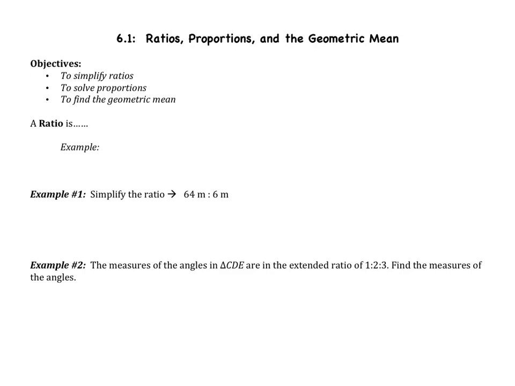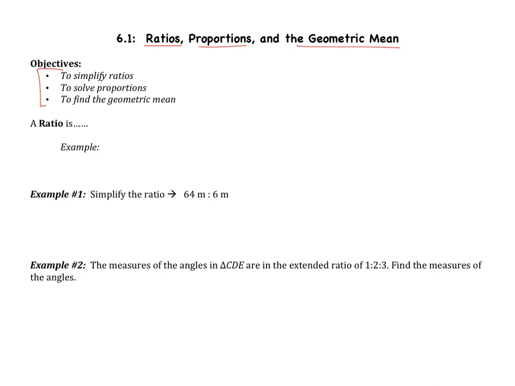Welcome to the first video for Chapter 6, which is Section 1. Chapter 6 is going to be a continuation of triangles. We're going to be learning about more relationships within triangles and between triangles. This first section has to do with ratios, proportions, and the geometric mean. So we are going to simplify ratios, solve proportions, and find the geometric mean.